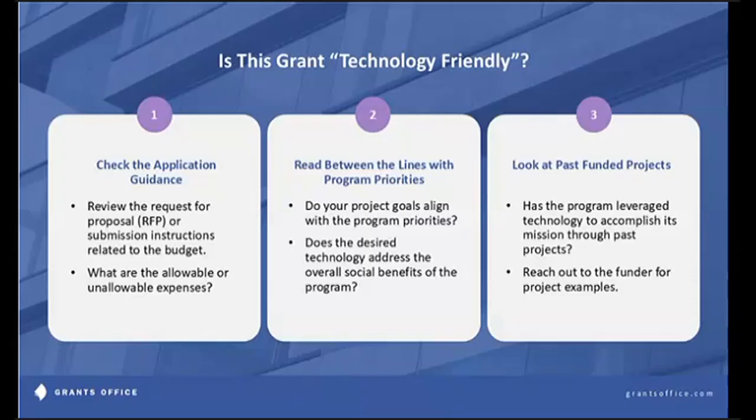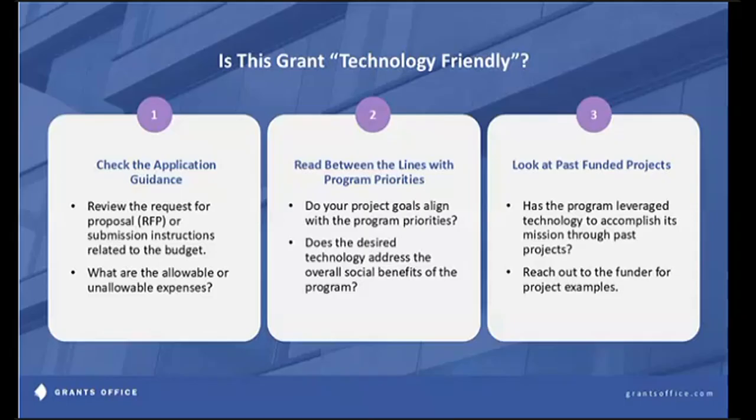So now that we understand how certain types of grants support technology and cyber solutions, how can we really determine if a specific grant of interest is indeed technology friendly? You want to give the application guidance a thorough read, but when considering the tech question in particular, you can flip right to the budget section where it typically explicitly states the allowable and unallowable costs. And then for guidance that is less explicit, you can also look at the program's funding priorities.